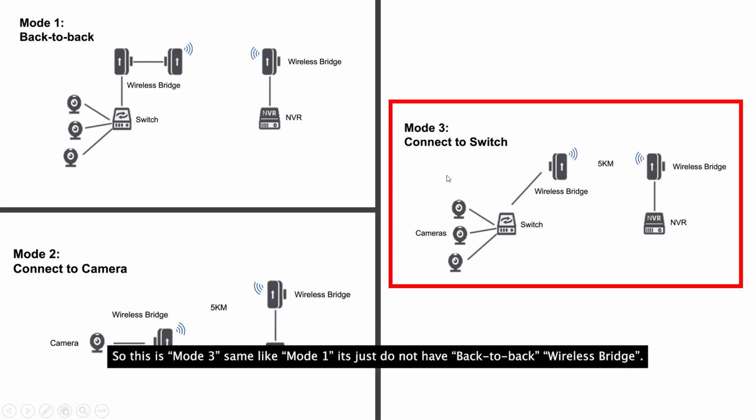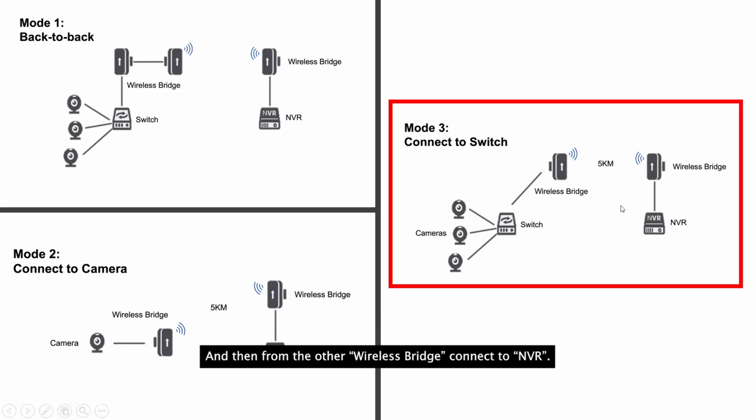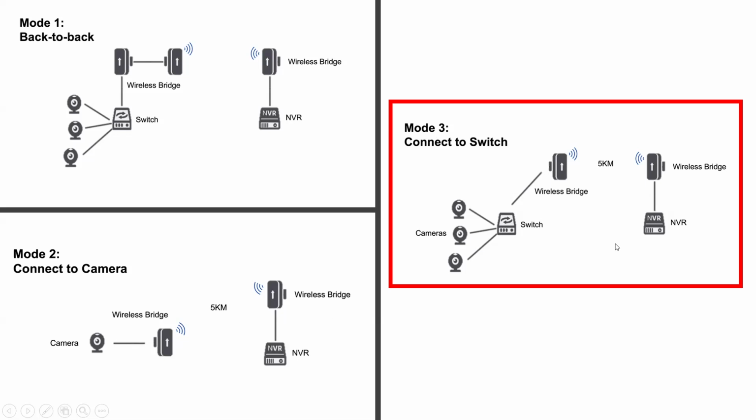So this is the same as mode 1, it's just that we don't have a back-to-back wireless switch. From the wireless bridge we connect to a switch, and then our switch will connect to our cameras, and then the opposite side will have this wireless bridge to connect to the NVR. Okay, so these are some of the deploy modes.